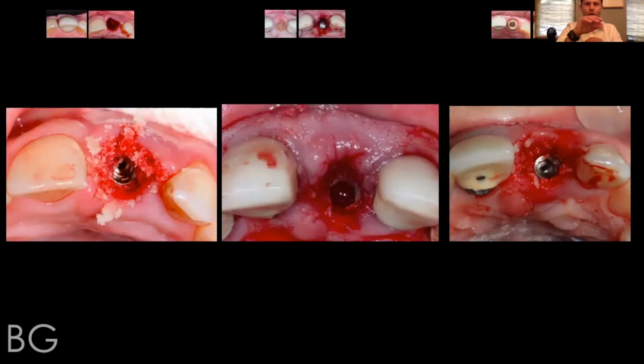Put all that bone in there, remove the cover screw or the healing abutment, and then you could go ahead and, since you already designed the temporary, you place the temporary, pushing the bone and the tissue back into the place that you want it. That's the most important part, is creating the temporary before you put the bone in.